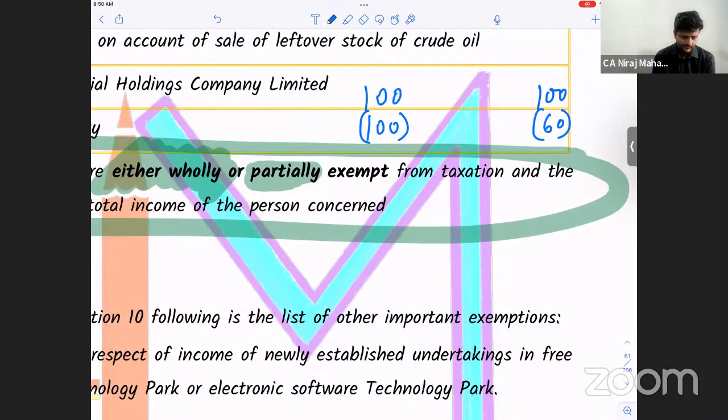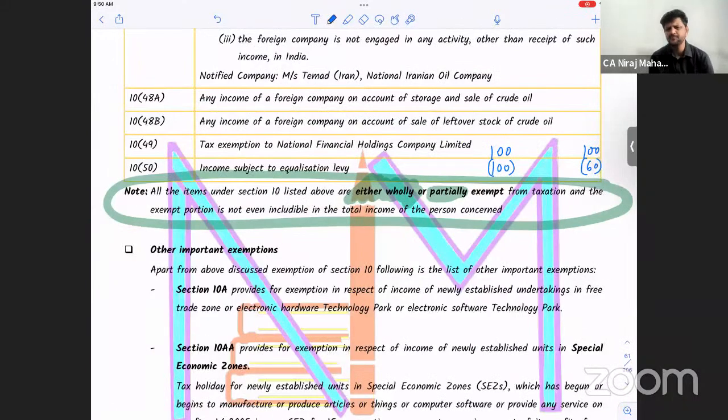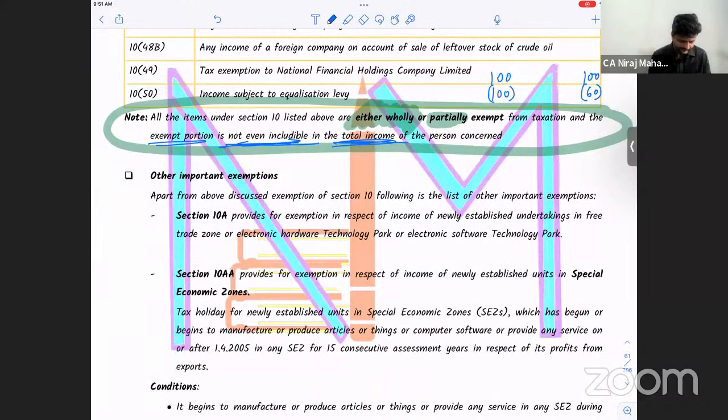Okay, everybody? So whatever subsections we have given here in section 10, they will be either fully exempt or partly exempt. So for that, you have to go into that particular subsection and check it in detail. So partially exempt from taxation, and the exempt portion is obviously not included in the total income. We don't add it in the total income. We show it basically, but immediately we also reduce it and put it in brackets because it is exempt. Yes, tell me. Done? Should we go ahead, everybody? All right.